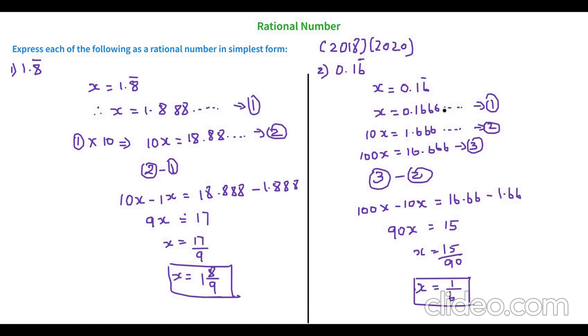It's very simple. x is given, then we multiply it by 10, then we multiply it by 100. Then we subtract the second equation from the third equation, and we get the simplest form. Isn't it easy?